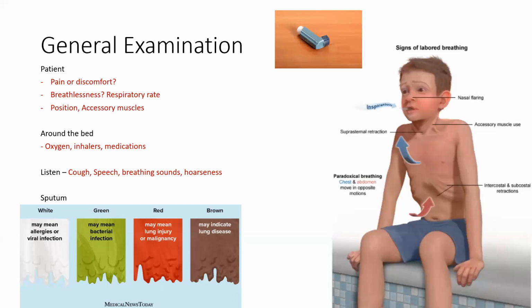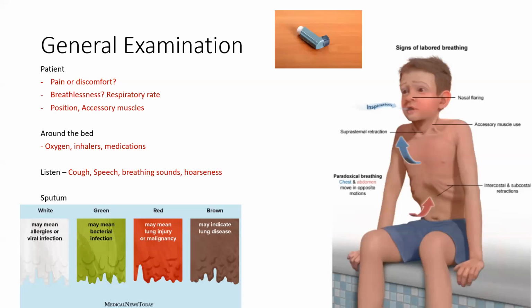You might want to take a look around the bed. Hopefully at this point you've already spoken to the patient and have an idea of what's going on, but you can also get clues from other areas. Maybe you can see inhalers, which will tell you if the patient has asthma, or any medication they have with them, so you can see if they've already tried something that hasn't really worked.